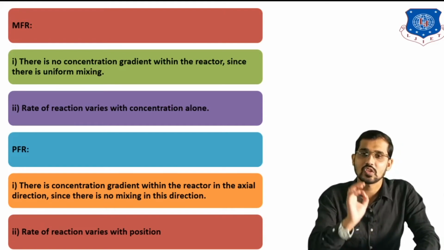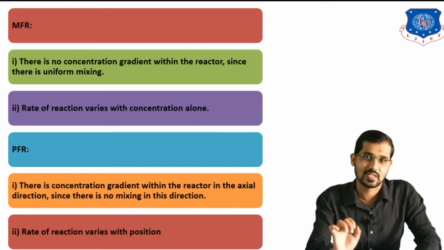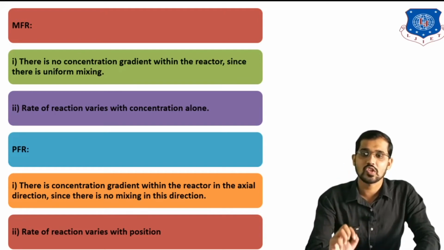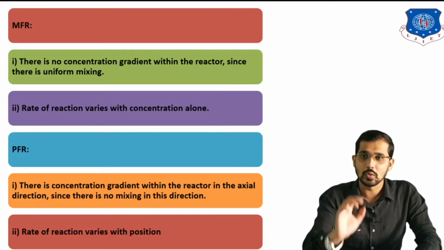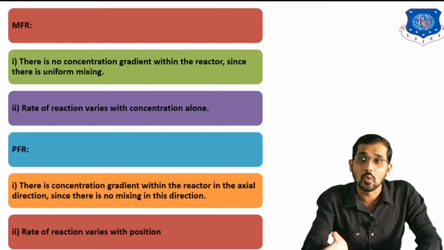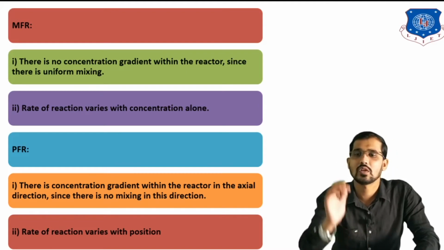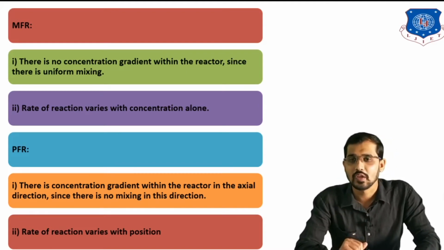Concentration gradient means concentration difference. After that, rate of reaction varies with the position. I told you in MFR, rate of reaction varies with concentration alone, but here the rate of reaction varies along the position as well. So these are the important points related to the PFR and MFR.